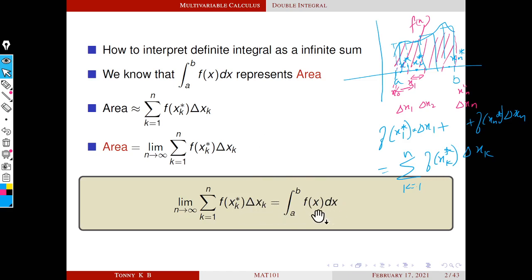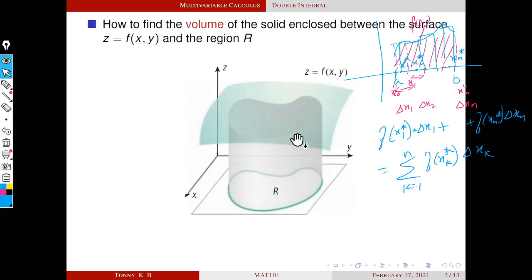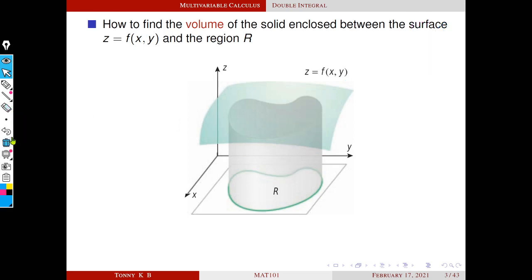That's the idea. Next we are going to evaluate the volume under a surface, the volume between the surface z equals f of x, y and the region R. Then how to find this volume as an infinite sum? The technique is similar to our one-dimensional case.